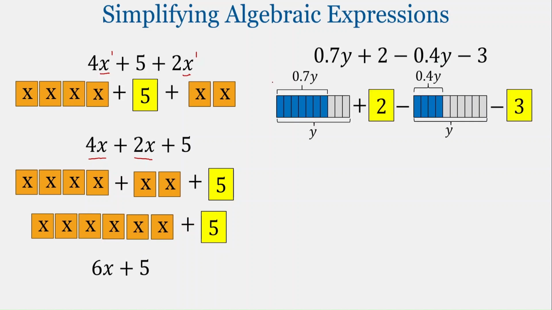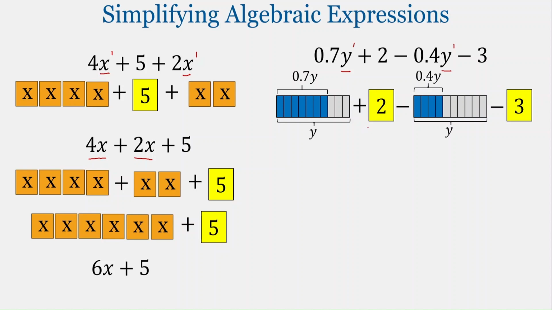Now let's look at one that has decimal coefficients instead of integer coefficients. So we have 0.7y plus 2 minus 0.4y minus 3. Again, we have an algebraic term, 0.7y. The variable is y raised to the first power. Then we have the numerical term 2, minus 0.4y, the variable y raised to the first power, minus 3, the numerical term 3.